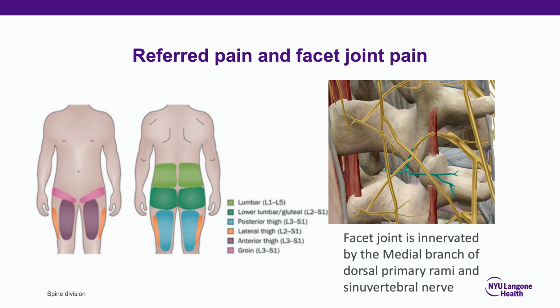When we talk about referred pain in conjunction with facet joint pain, usually patients describe the pain as radiating to the buttocks, to the posterior hip, to the interface between the thoracic and lumbar spine. The map on the left helps delineate the different pain areas and the corresponding facet joint. The facet joints are innervated by the medial branch of the dorsal primary rami and the sinuvertebral nerve, and that's why we get referred pain. It's connected to the dorsal root. That's why patients describe the pain, sometimes very close to radicular pain.